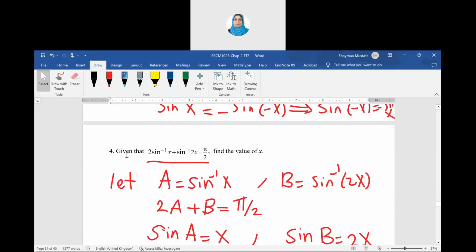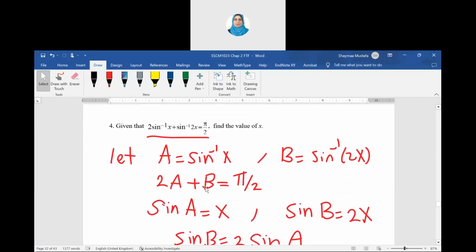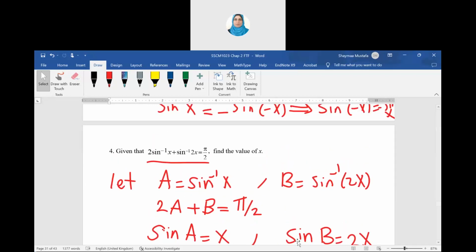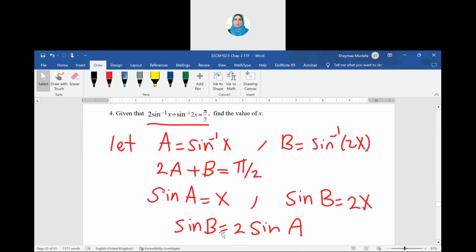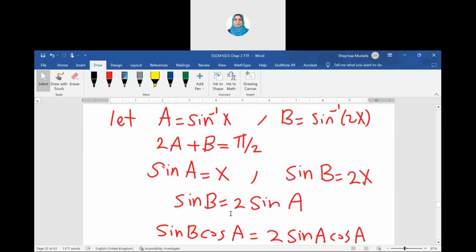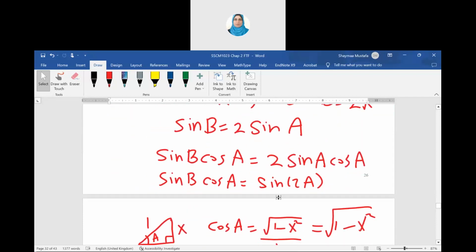And the last example that we have: we have this relation and we need to find the value of x that makes this relation true. So we assume a is equal to sine inverse x, b is sine inverse 2x. So 2a plus b is pi over 2. From here, a equal to sine inverse x means that sine a equals x, b equal to sine inverse 2x means that sine b is equal to 2x. So you have sine b is equal to 2 sine a. Multiply both sides by cos a to get this relation.